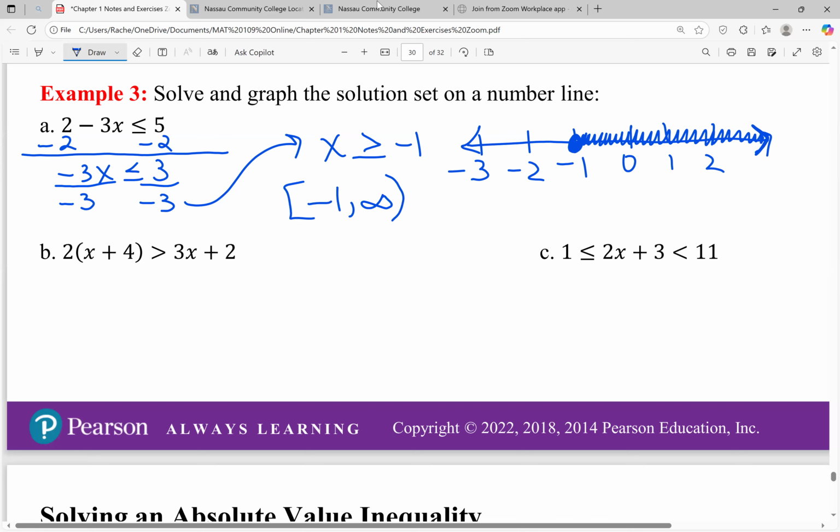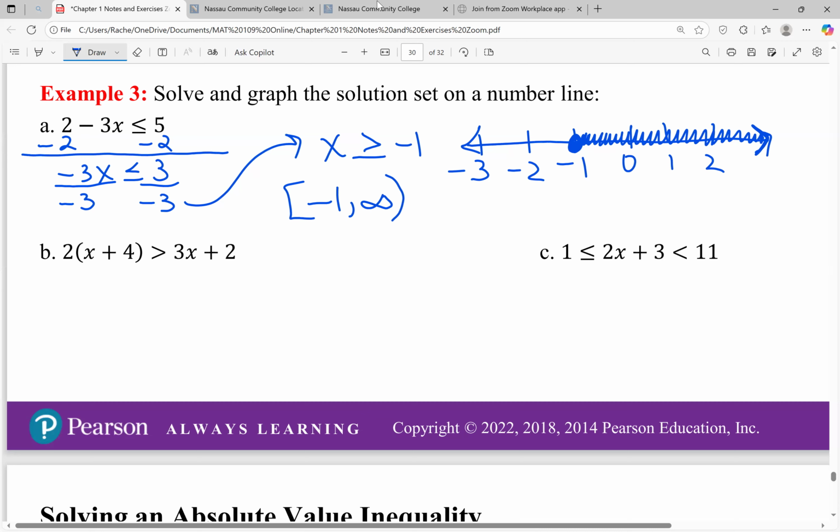So let's plug it back into the original. 2 minus 3 times x, but let's replace x with 0. 3 times 0 is 0, and 2 minus 0 is 2, and 2 is less than or equal to 5. So pick some numbers that are in the interval, make sure they check out, then pick a number that's not in the interval and plug it into the original, and it shouldn't make a true statement. So that's how we could check our answers.